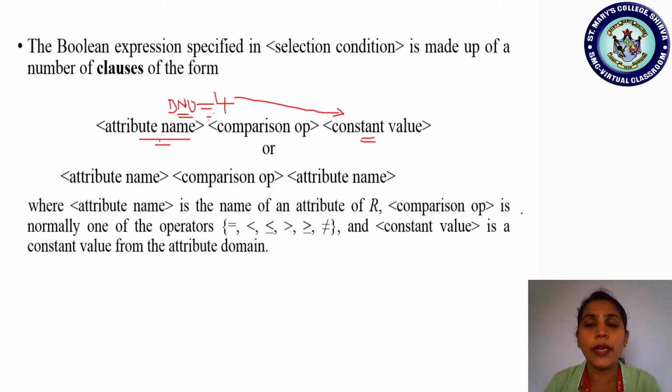The comparison operator is normally one of the operators: equal to, less than, less than or equal to, greater than, greater than or equal to, not equal to. And the constant value is the value you have inserted under that column. Under the department number attribute column, whatever value we find is represented with a constant value from that attribute's domain. For example, if department numbers only 1, 3, 5, 4 exist, the value should be only in this domain: 1, 3, 4, 5. Did you all understand? It should not be out of domain.